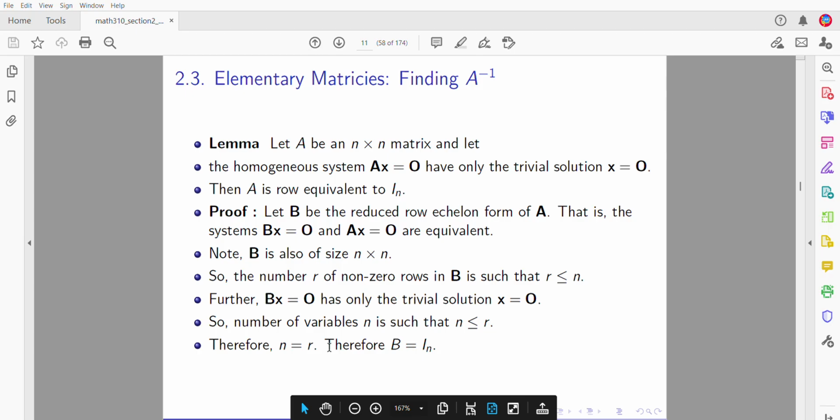So imagine a reduced row echelon form, a square matrix, and the number of non-zero rows are n. Well, the only way that is possible is B is identity. Which brings us to the conclusion. A is row equivalent to identity because A was row equivalent to B.